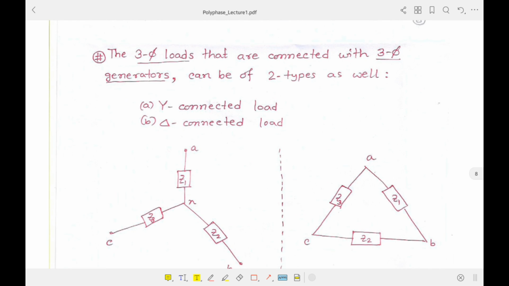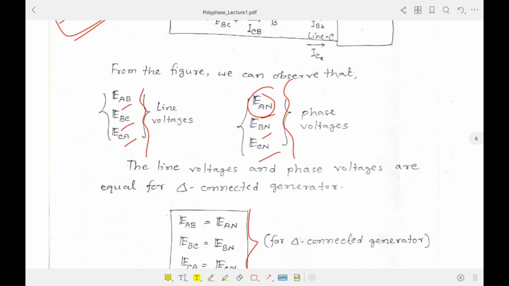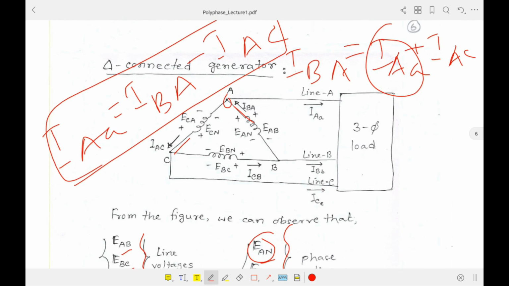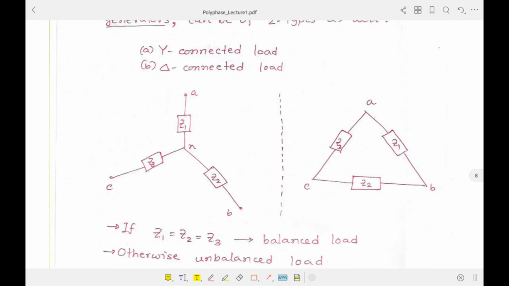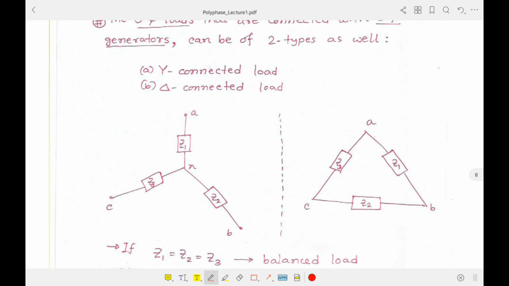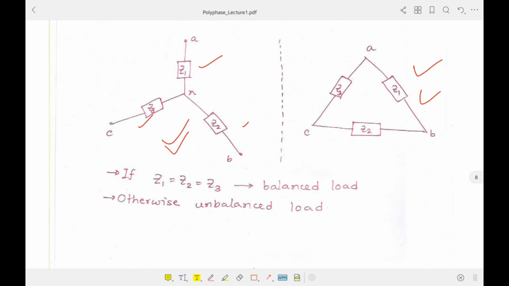Now the load type. Previously we showed here that we generally connect this three-phase system with a three-phase load. So obviously there could be two different types of load. Either this could be Y connected, just like here it looks like a Y, three impedances are given. This could be various combinations of resistance, inductance and capacitance, and similarly this could be a delta connection. And if these branch components are equal, that means if Z1 equals Z2 equals Z3, then we can call it a balanced load, and if they are unequal we call it an unbalanced load.